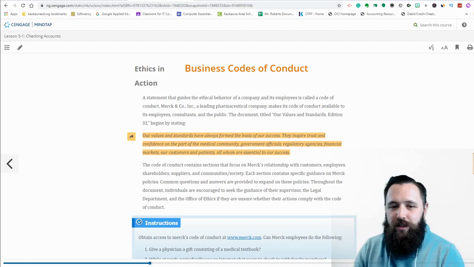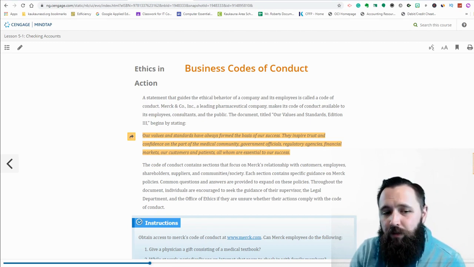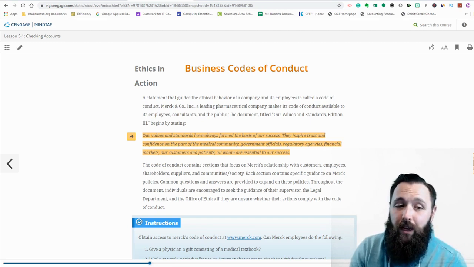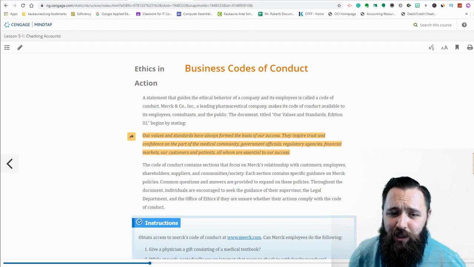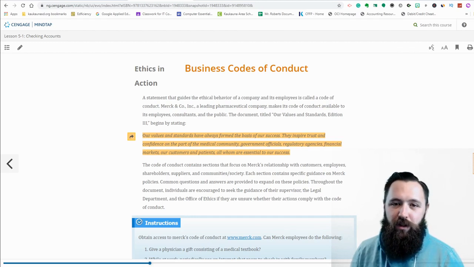It says our values and standards have always formed the basis of our success. They inspire trust and confidence on the part of the medical community, government officials, regulatory agencies, financial markets, our customers and patients, all of whom are essential to our success. And this is for Merck & Company Pharmaceuticals.